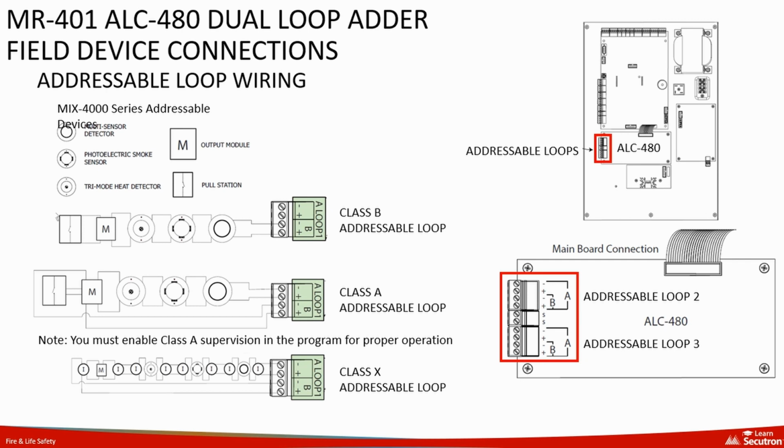To connect addressable field devices to the ALC480 board using addressable loop wiring, Class B, Class A, and Class X addressable wiring is compatible as shown. The board provides 2 additional SLC circuits and is mounted below the main board, connected simply with a ribbon cable.